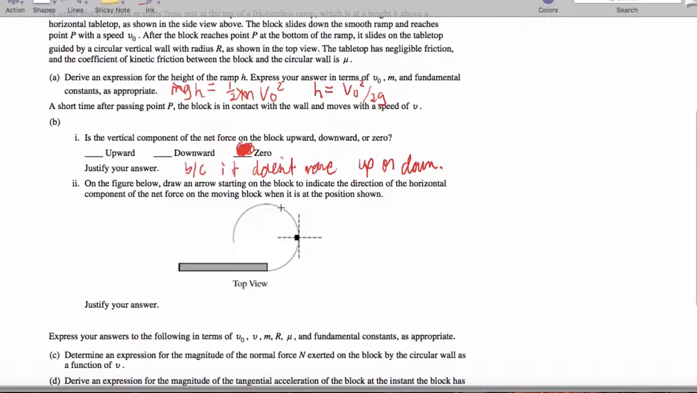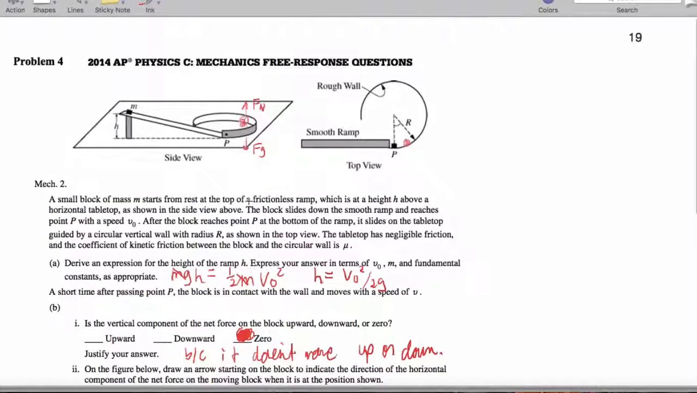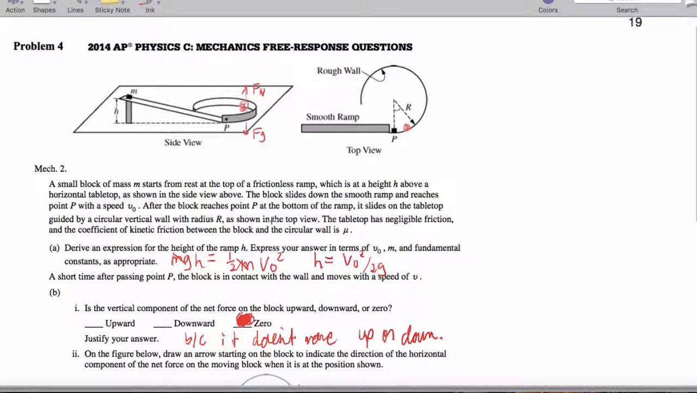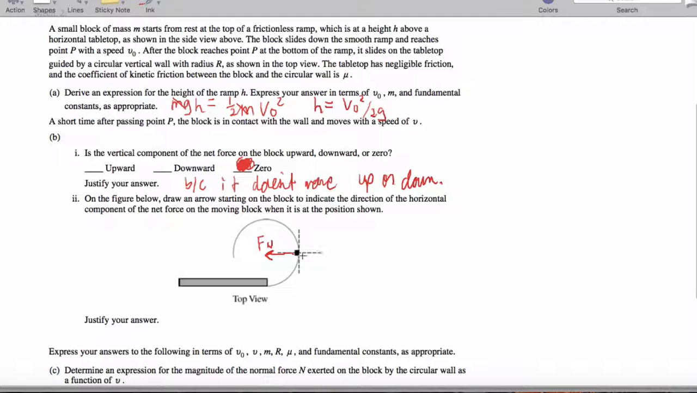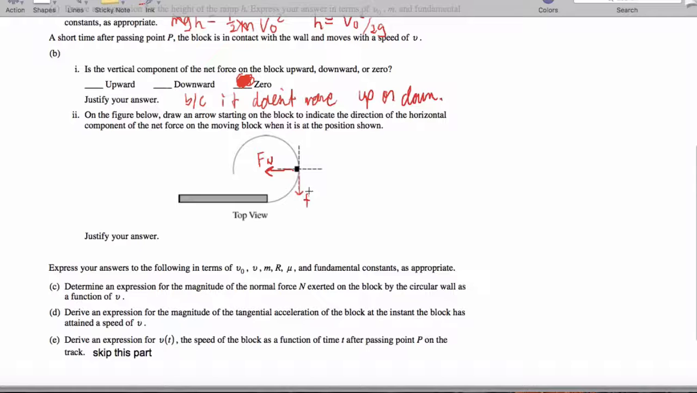All right, on the figure below, we're going to draw an arrow on the block to indicate the direction of the horizontal component of the net force. Let's be clear. It's moving in a circle, so the net force is pushing it in a circle like this. The only force that's actually on it horizontally here is the normal force from the wall. We're also told that this is a rough wall right here. So if it's moving this way along the wall, the friction force is going that way. I'm going to label that as well, the friction slowing it down.